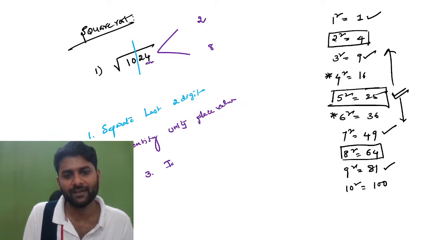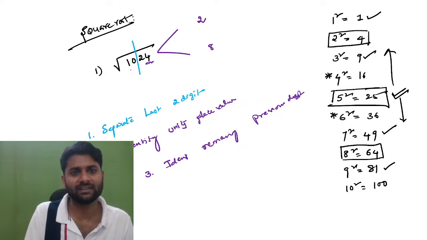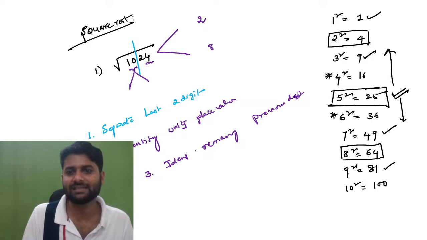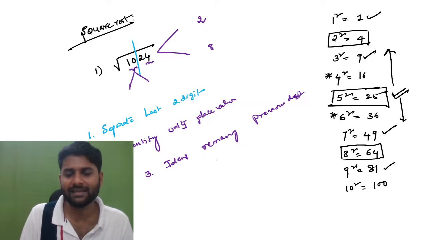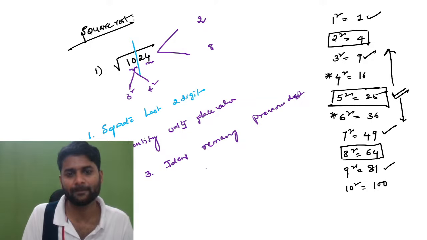Now identify the remaining previous digits. So what is the previous digits here? 10. So the previous number is 10. Now your task here is to find which of the square numbers that number lies between. So 10 lies between 3 square and 4 square.